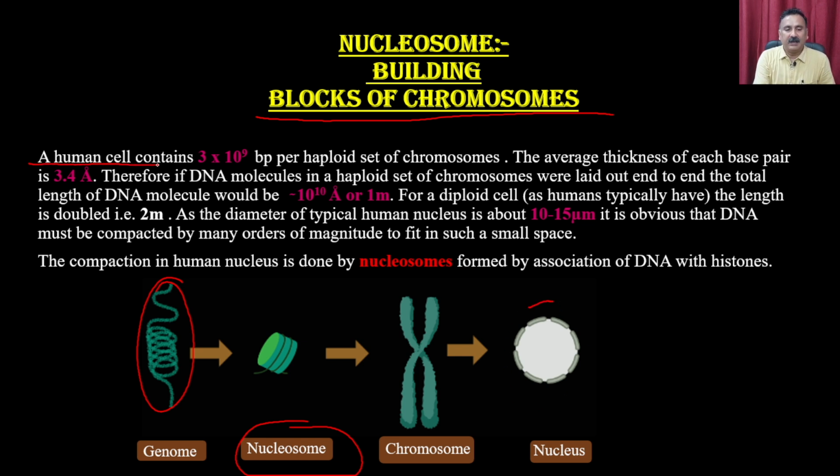So a human cell contains 3 into 10 to the power 9 base pair per haploid set of the chromosome. The average thickness of each base pair is 3.4 angstrom. This is the thickness of the DNA actually. So therefore, if the DNA molecule in a haploid set of chromosome were laid out end to end, the total length of the DNA molecule would be approximately 1 meter. For a diploid set, the length is double, which is 2 meter.